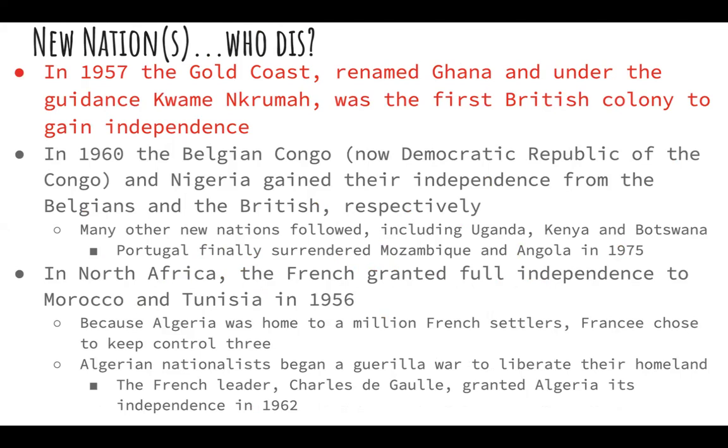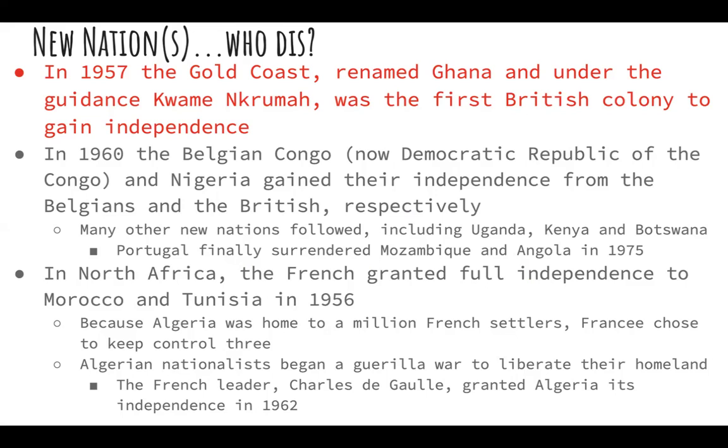So, 1957, the Gold Coast, renamed Ghana under the guidance of Kwame Nkrumah, was the first British colony to gain independence. Looks like a test question to me. In 1960, the Belgian Congo, now the Democratic Republic of the Congo, and Nigeria gained their independence from the Belgians and the British, respectively. Many other new nations followed, including Uganda, Kenya, and Botswana. Portugal finally surrendered Mozambique and Angola in 1975.